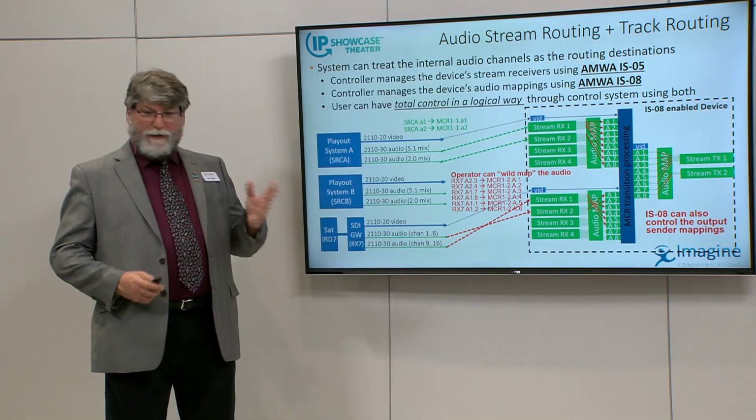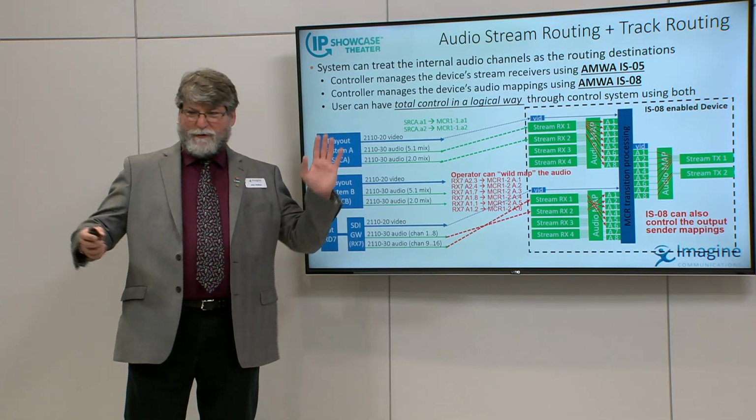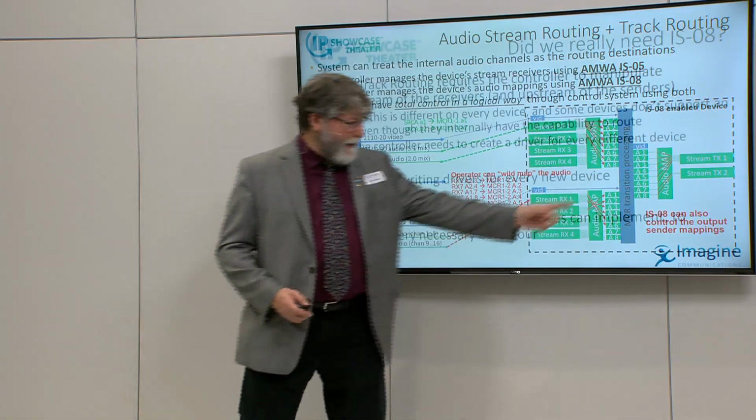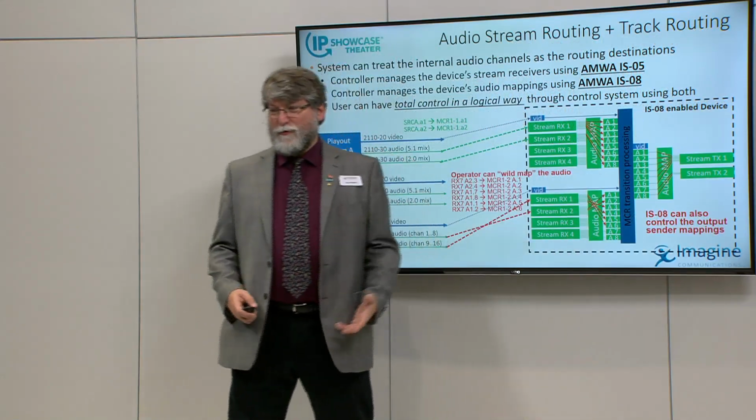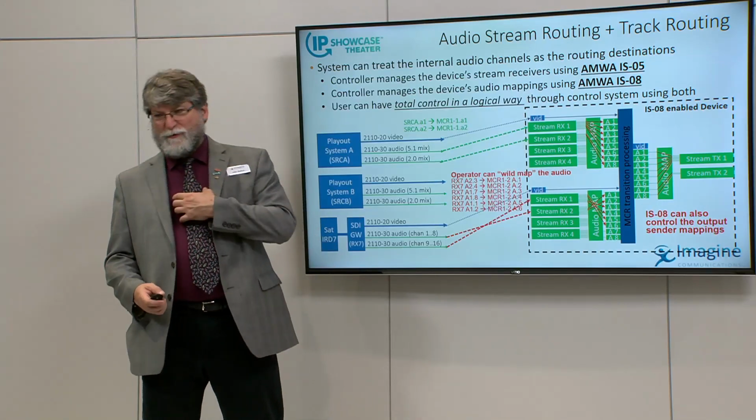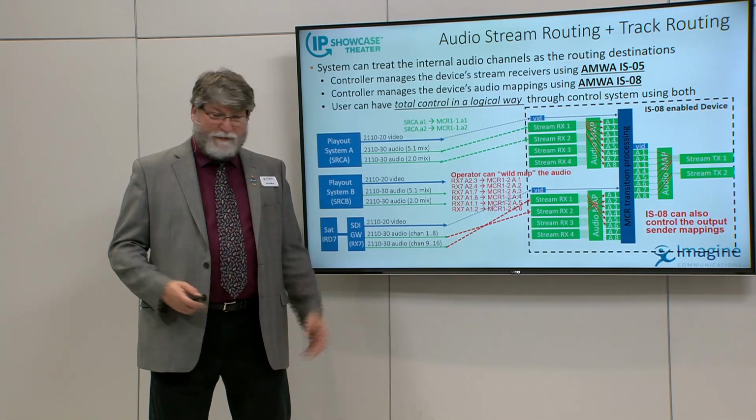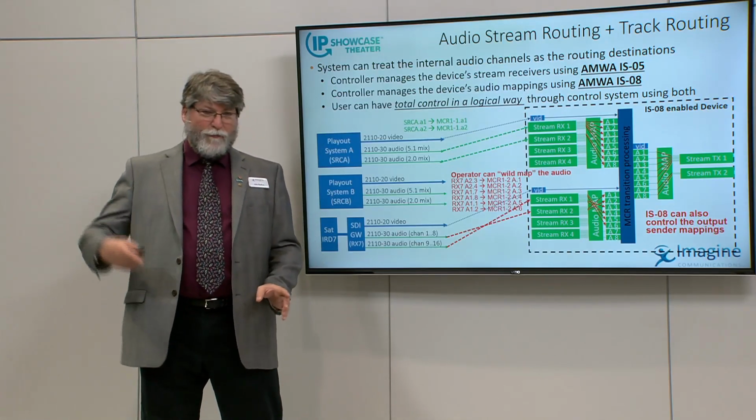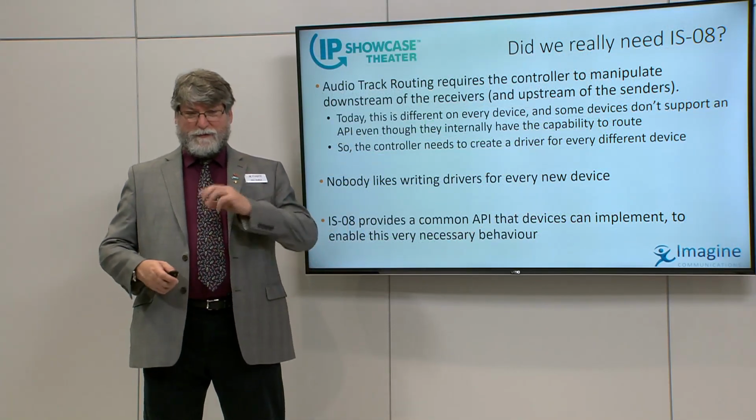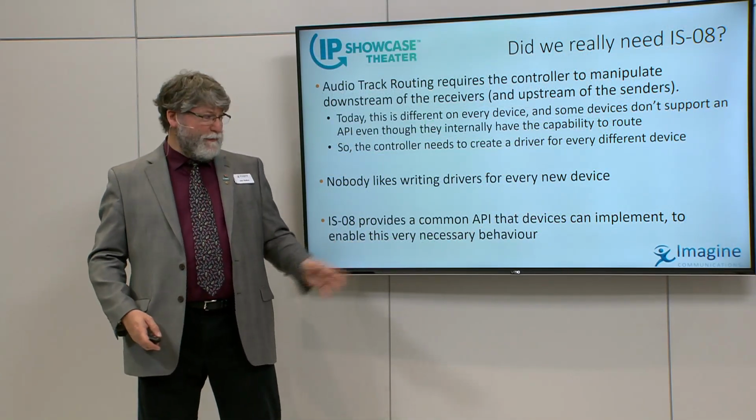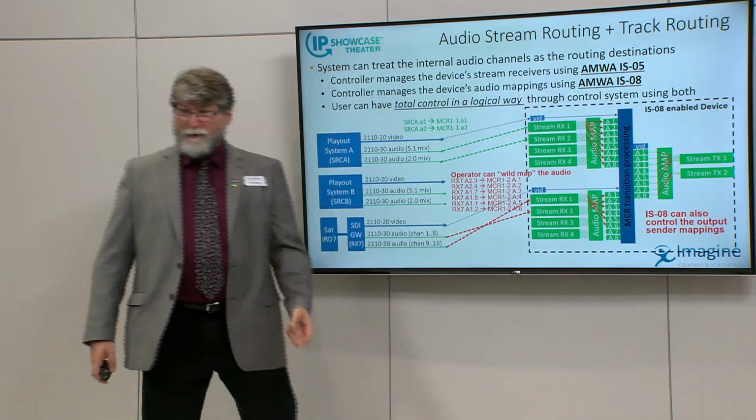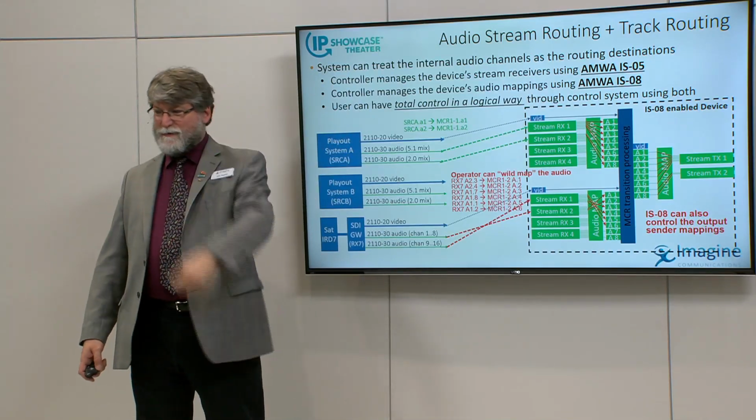Now, why do we need ISO 8? Why didn't we just do this with a different protocol for every device? Because almost every audio receiver device has that map and has some way to control it. But then you get into the whole thing about drivers, right? We make control systems, other people make control systems, and as an industry, we spend way too much effort writing drivers for each other's equipment. And so what ISO 8 does is give us a standard API that, when implemented, different devices have the same API and expose this map, so now I don't need to write a special driver for every device.